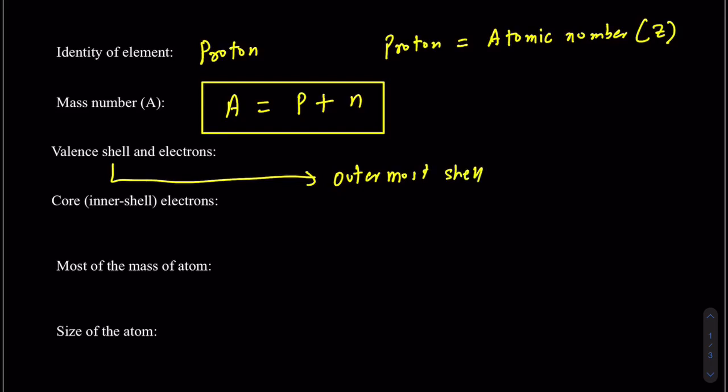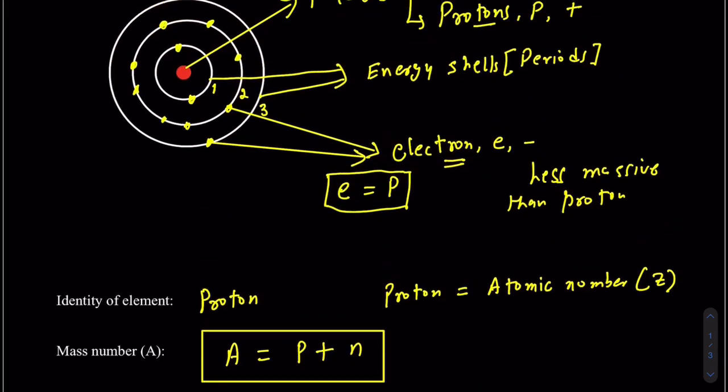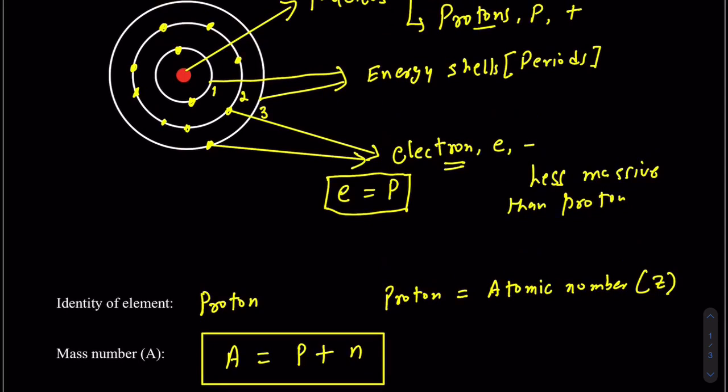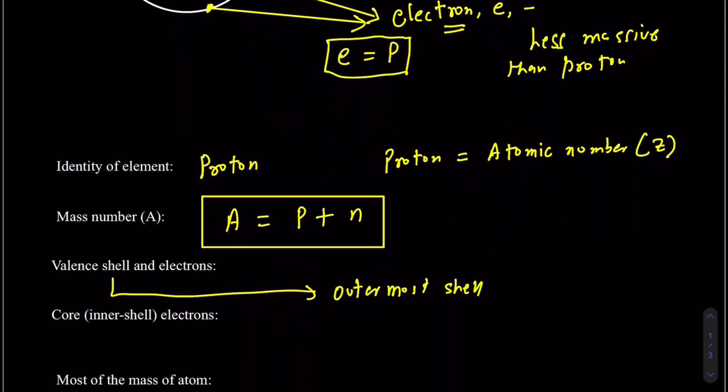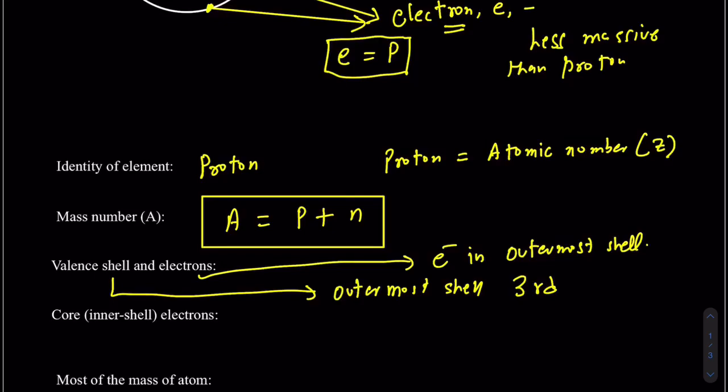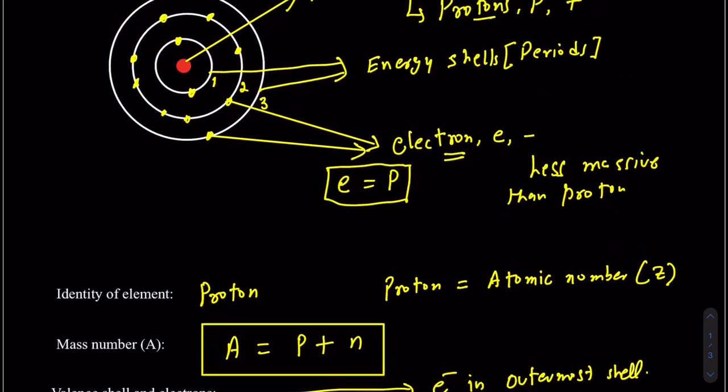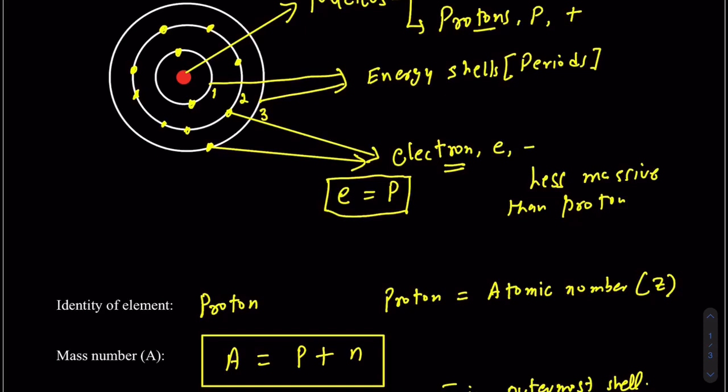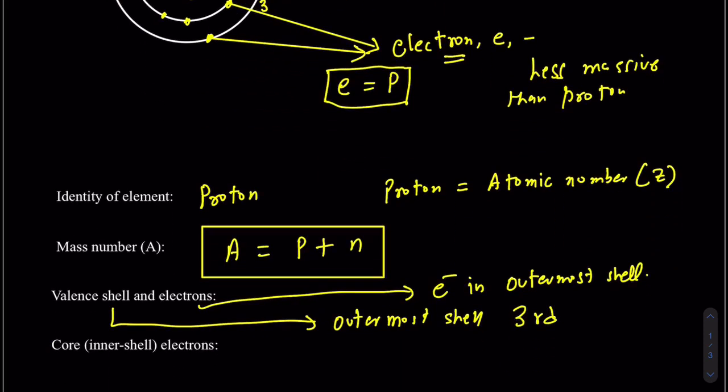The outermost shell in this particular example is the third one, okay? And however many electrons you have in the outermost shell are going to be the valence electrons. In this particular case, there's only one valence electron in this third shell, so I can write down there is one valence electron in there.